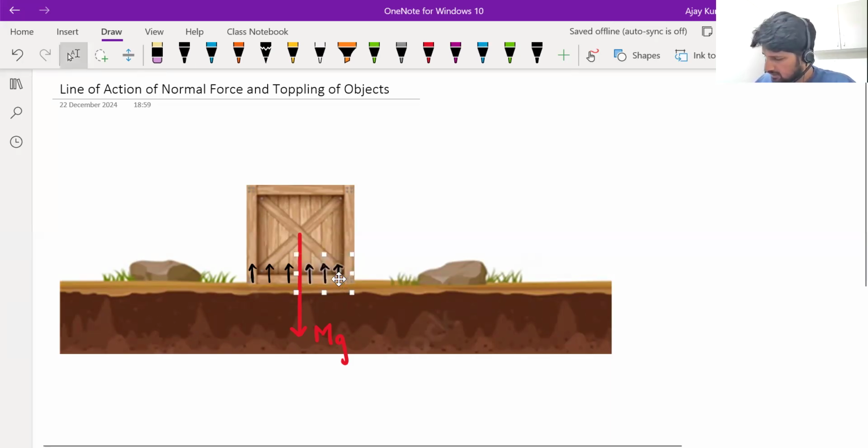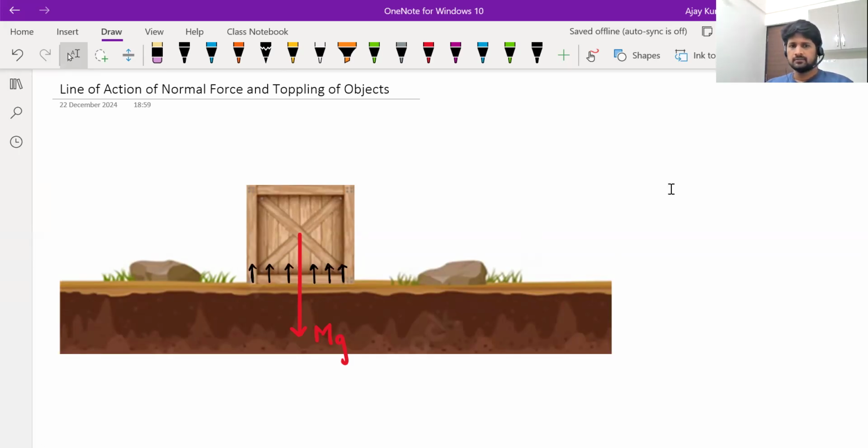Now, if you want to replace all of them with a single vector, can it be done? Yes, sir. Till now, we had been doing that. We had always shown normal force as one vector, but we never thought about the different points on which it acts and how to replace all of them with a single vector. Someone said yes. Okay.